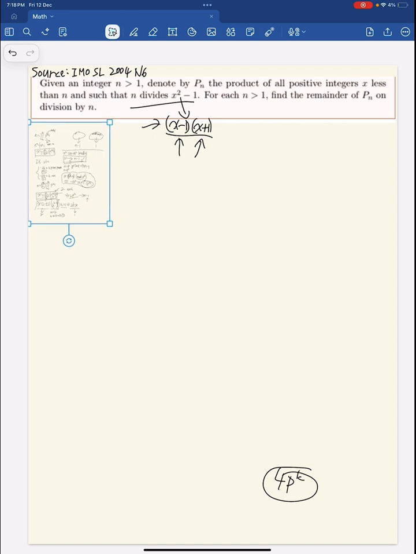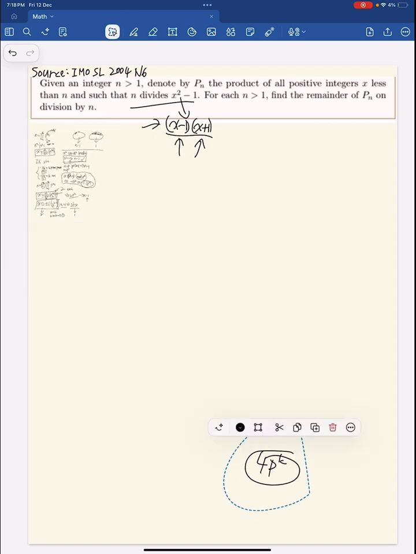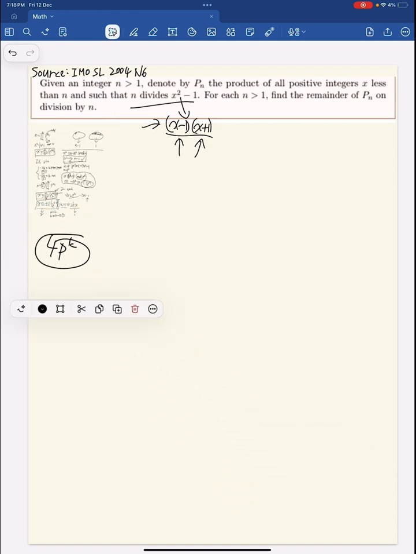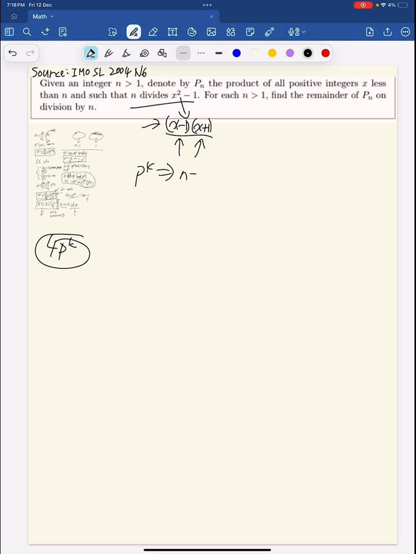So all of this is now done. Let me just quickly conclude what we have got. Well, we have got that for odd numbers, prime powers make the answer n minus 1, while non-prime powers make the answer 1. So I'll just write it like this.